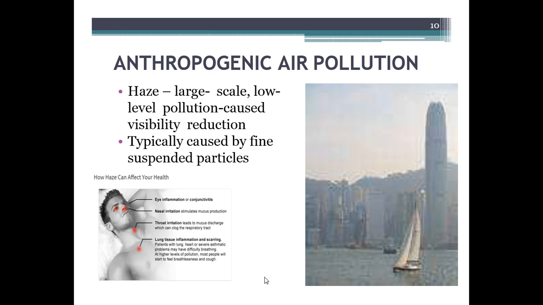For example, you can have inflammation of the eye, so that would be swollen eyes, irritated eyes, nasal irritation that can result in a lot of mucus production. Your throat could be irritated as well. Lung inflammation and scarring as well can result from the pollutants contained in the haze in the atmosphere when this occurs. So we have a lot of respiratory discomfort, respiratory irritation that can occur.